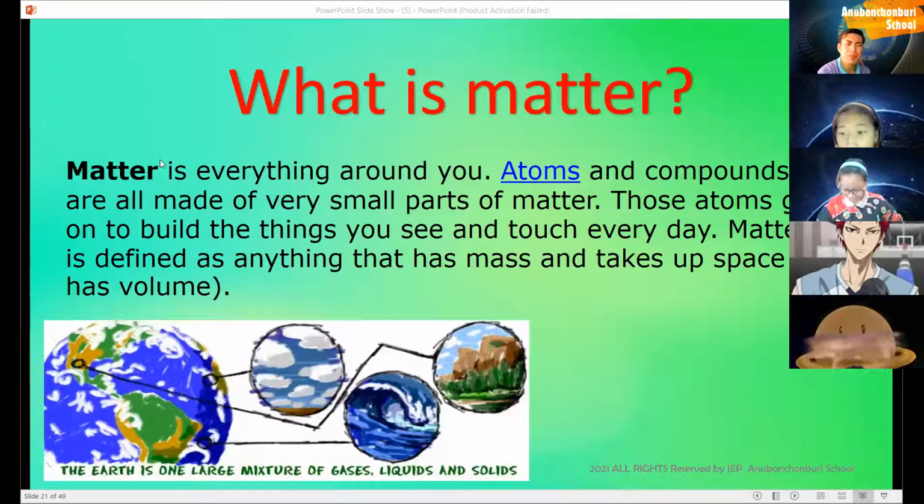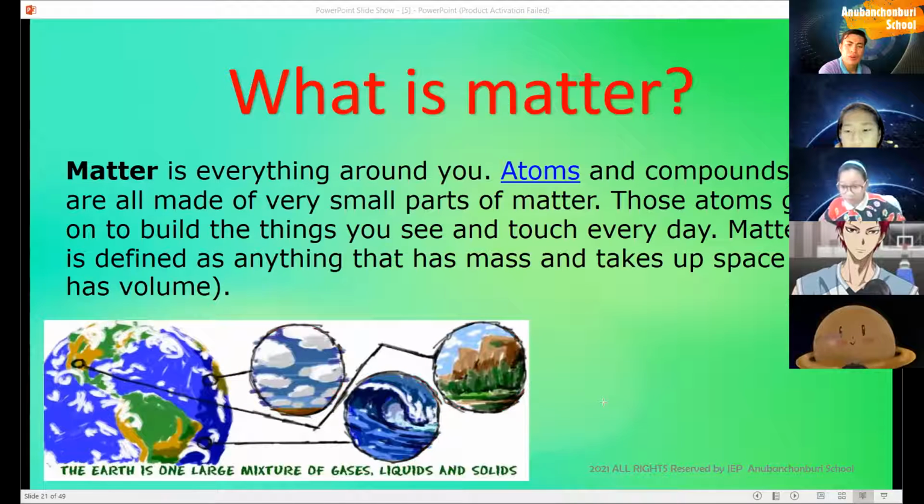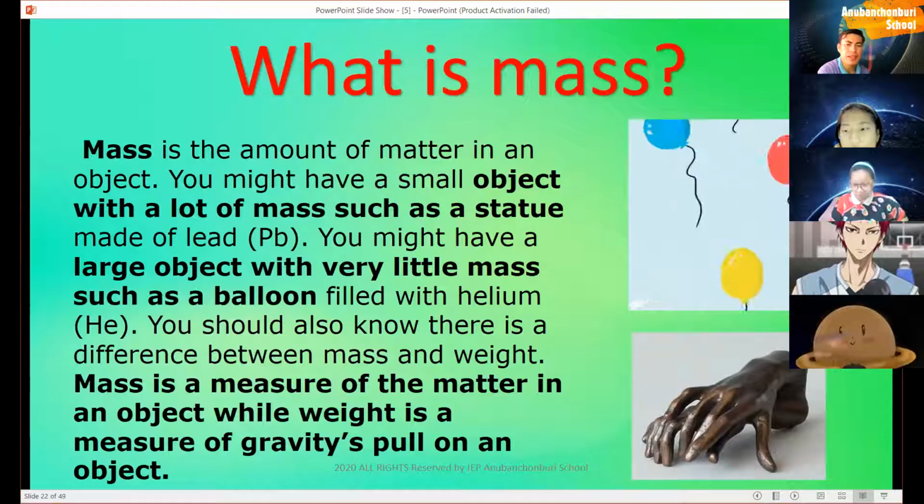What are examples of matter? What is this? The clouds, right? Gas. This one is the water, which symbolizes the liquid, and this one, the mountain, highlights the solid. So these are the three states of matter: solid, liquid, and gas, which our earth is made up of. Now let's study what is mass.